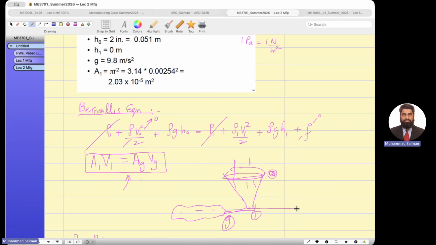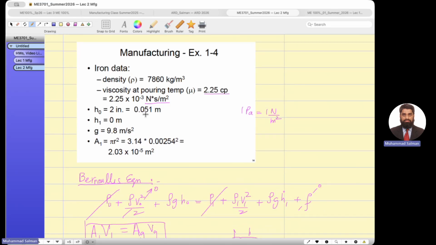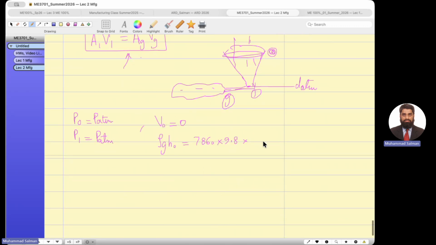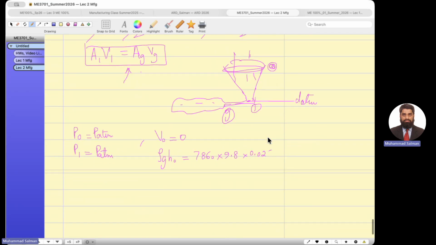This is my datum line. Agreed? How high is the top of the sprue? This is 2 inches, which is equal to 0.051 meters. Agreed? So can I plug in over here 0.051? Please open your calculators. And what do you get? How much is the answer for that? 39.8 joules per kilogram.